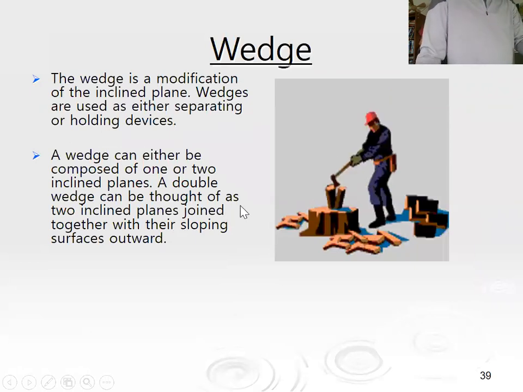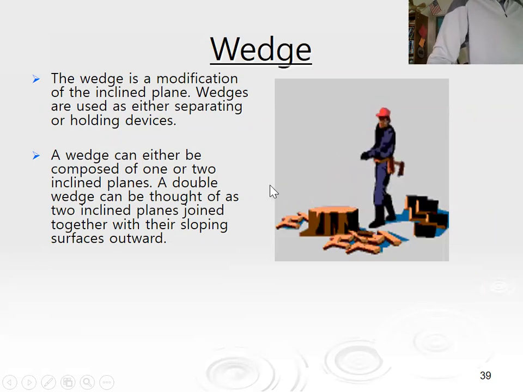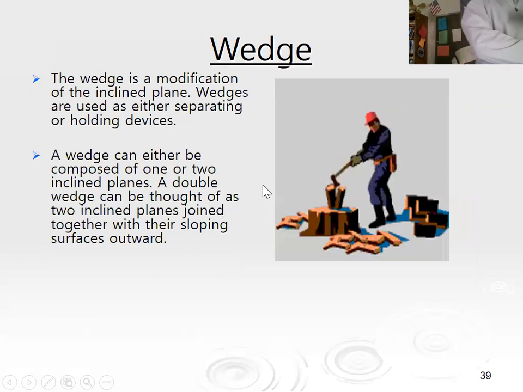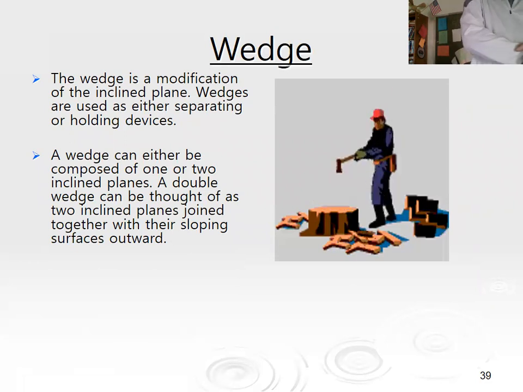A wedge is another type of simple machine. It's a type of inclined plane. A wedge is one or two inclined planes that act together. Give me an example of a wedge in your house. Something that is two or more inclined planes. What is something you can use to separate things? That's what a wedge does.